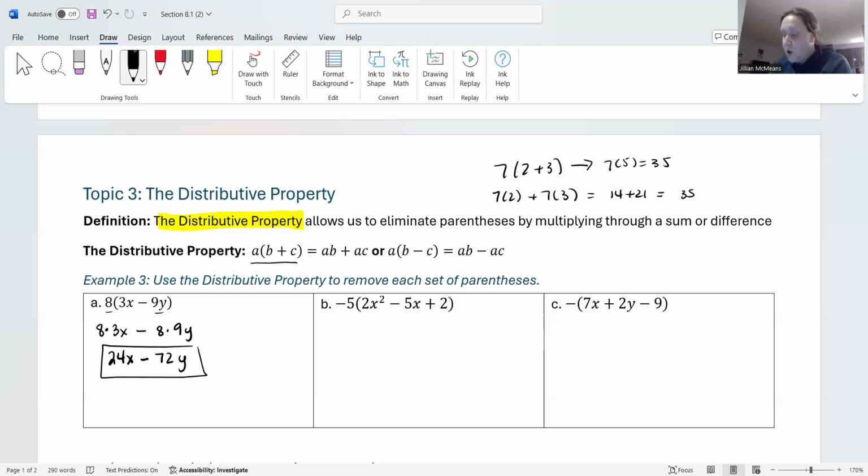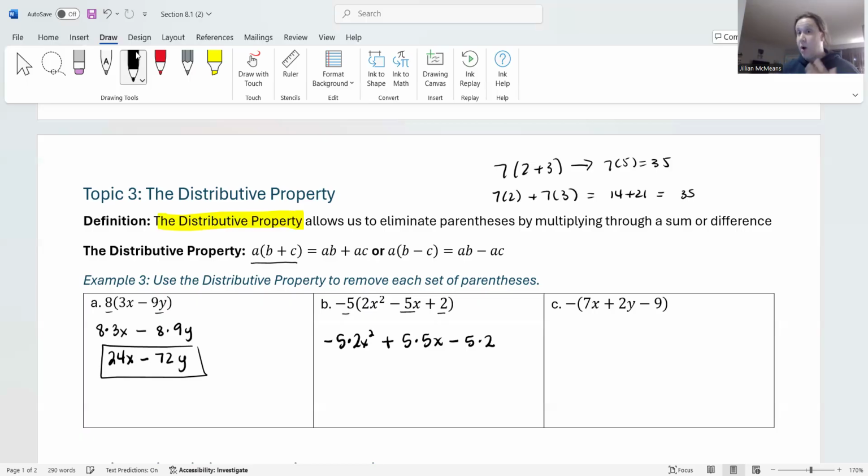So I first start with negative 5 times positive 2x squared. A positive and a negative is going to be negative, so this is going to be minus 5 times 2x squared. Now next, I take negative 5 and I multiply it by negative 5x. Well, a negative times a negative is positive, so this is going to be plus 5 times 5x. And then finally, I get a negative times a positive. That's going to be another negative. It's going to be minus 5 times 2.